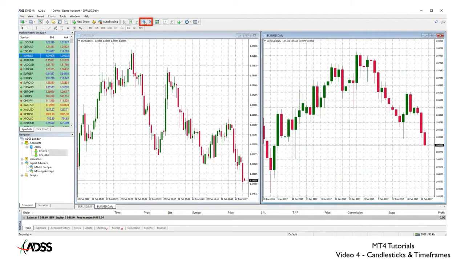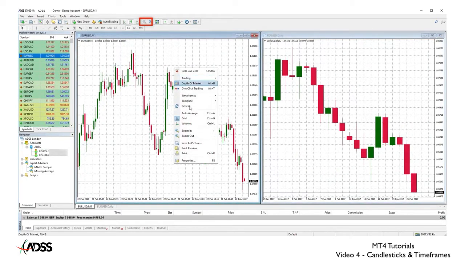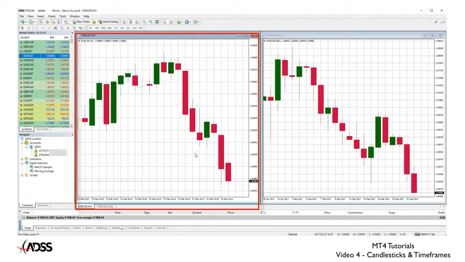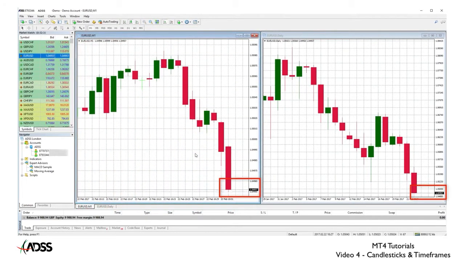Now I'm going to zoom in on both as far as I can. You will note, of course, that price action on the 1-minute chart is far more active than the daily chart, but they are in fact displaying the exact same current price on the right-hand side of each chart.